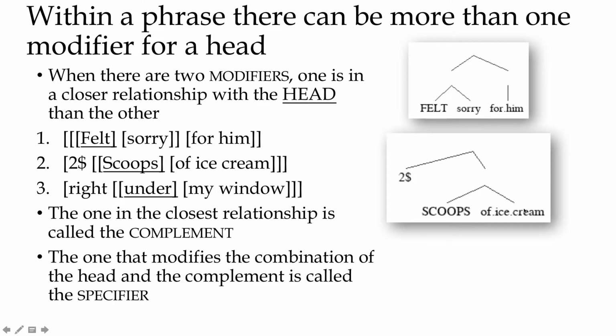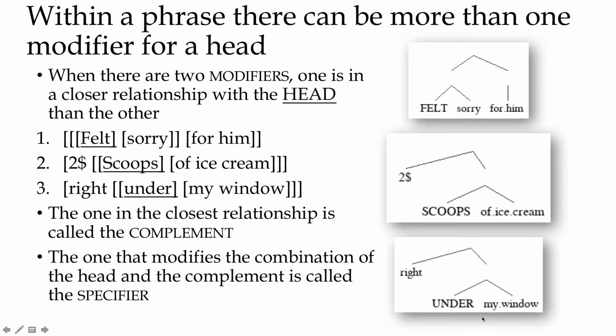Again, "scoops of ice cream." This is the head, this is the complement. They're in an intimate relationship. Then "$2" is sort of one step removed. It's a little bit out, and it's telling me information not just about "scoops," but about this entire grouping of "scoops of ice cream." It connects to this whole thing. "$2" is a sister of "scoops of ice cream," a modifier of "scoops of ice cream."